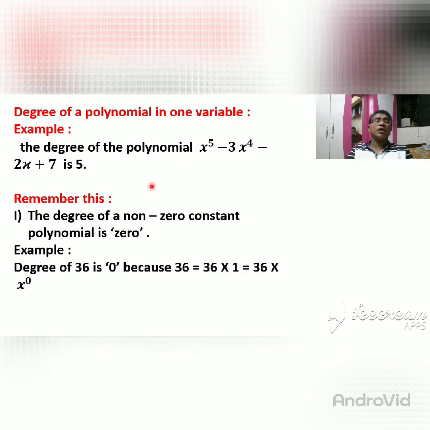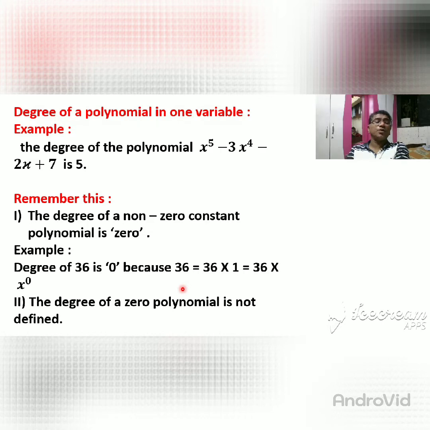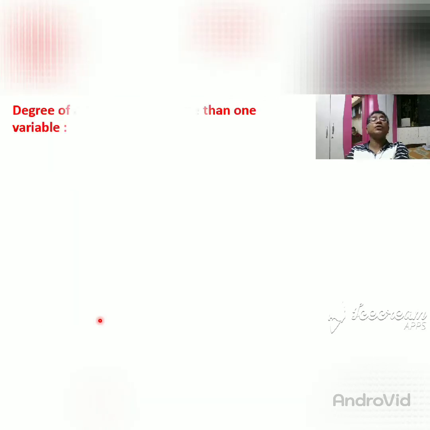An example is given: the degree of 36. So 36 into 1, 36 ones are 36 into x. That x is the variable, and that variable has no index. No index means that is 0 index. So that is called the zero polynomial. The degree of the zero polynomial is not defined.